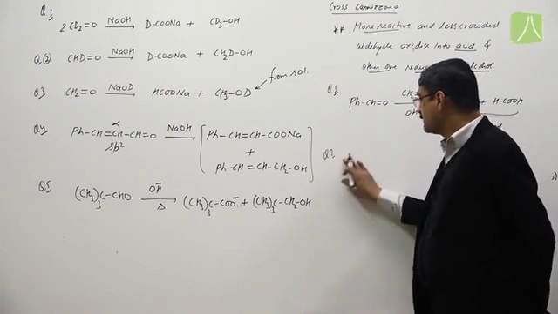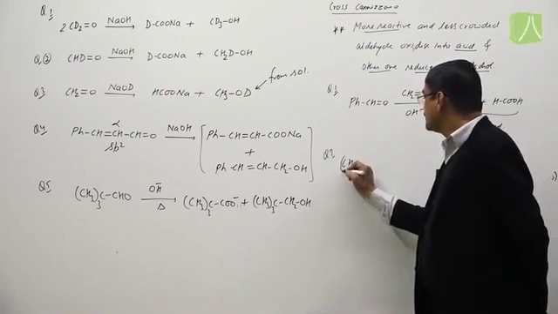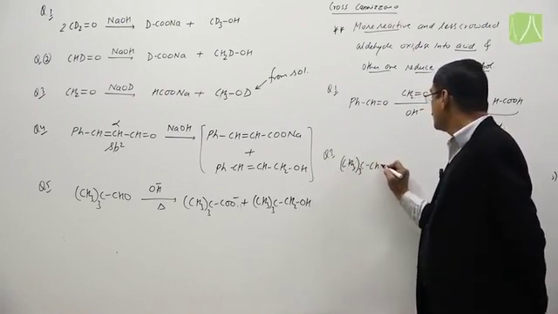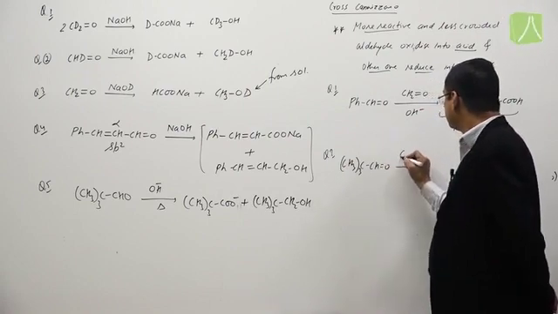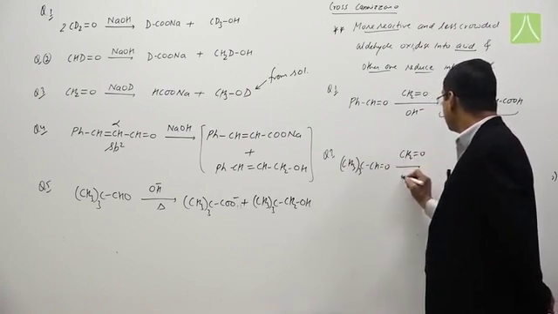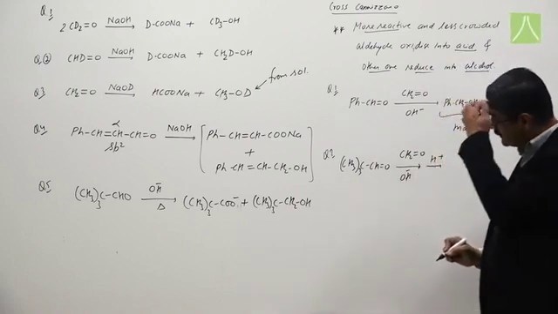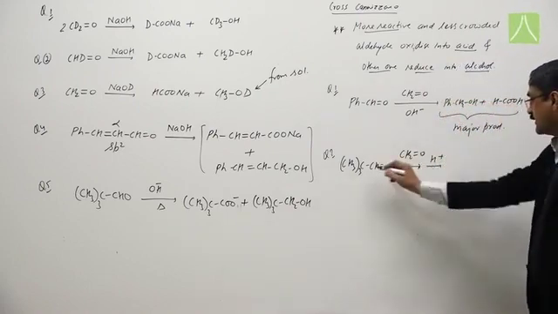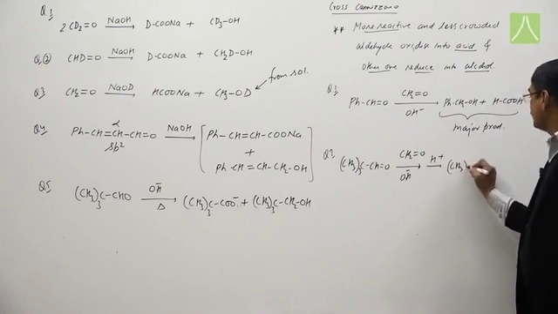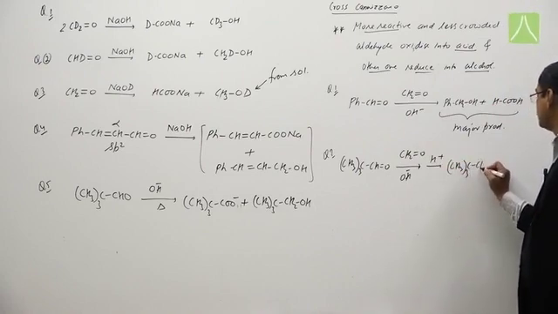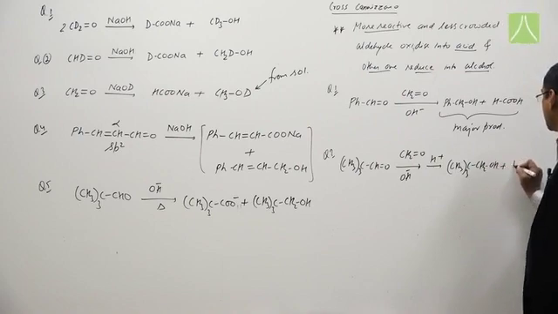Now a similar example: suppose I take CH3CHO with formaldehyde in basic medium. Finally, suppose H plus is added, then again the less reactive is reduced and the more reactive is oxidized.